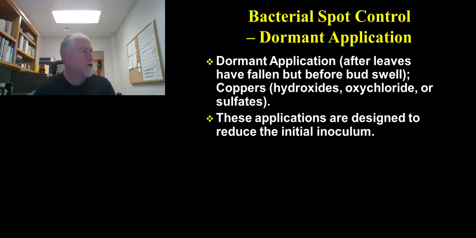And you're just trying to reduce that initial inoculum that's coming out of those cankers, especially in the spring when those cankers start to come out and ooze. Then you're going to have a lot of bacteria. So you're trying to kill those organisms before they get in and cause damage.